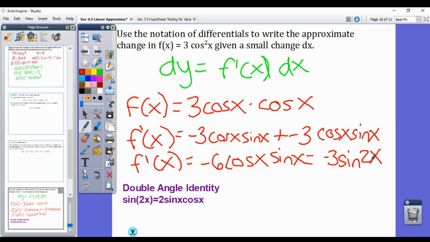So if you didn't remember the double angle identity, there's a bunch of different simplifying rules in the front of your textbook that you can reference. So don't feel bad if you did not remember that. All right, so now all we have to write down is the change in y, dy, is going to be equal to -3 sine 2x dx. And then we're all done. Okay? All right, let's do one more example.